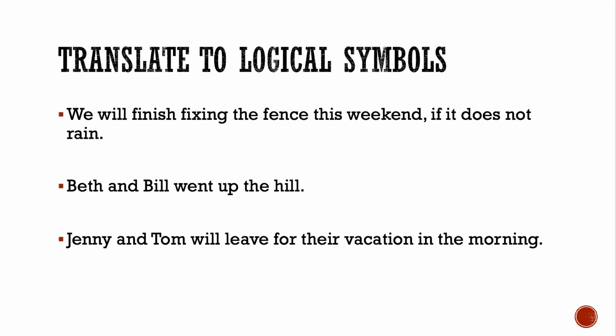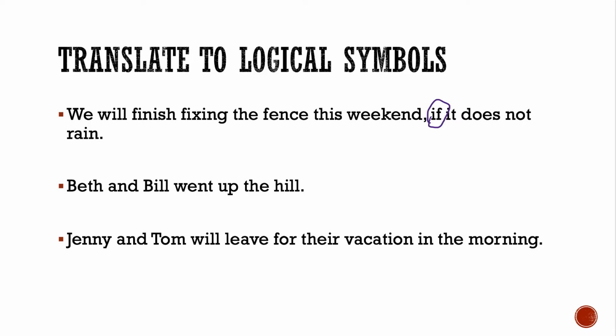Okay, we're going to continue with this and work a few more examples. The next one says, we will finish fixing the fence this weekend if it does not rain. All right, so again, we want to identify our connective so that we know what type of problem we have. This is an if-then statement. I've got the if right here. Now, the order on this is a little bit backwards, and so this one ends up being just a little bit more difficult to translate.